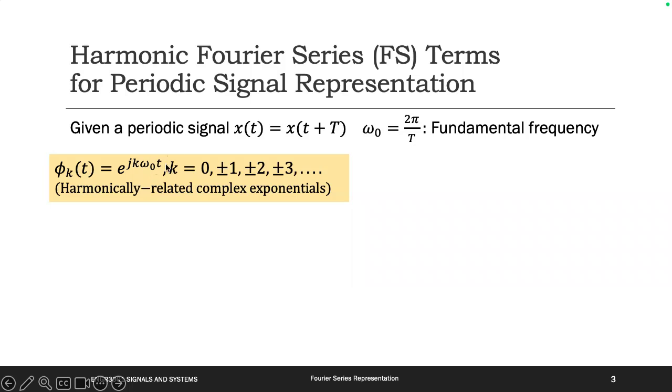Only t changes. t is time, from negative infinity to positive infinity. And k changes over different integers: 0, 1, 2, 3, -1, -2, -3. This is what we mean by harmonically related. That makes sense to you?